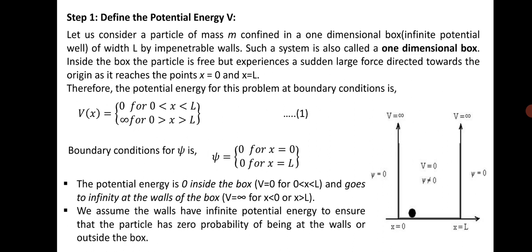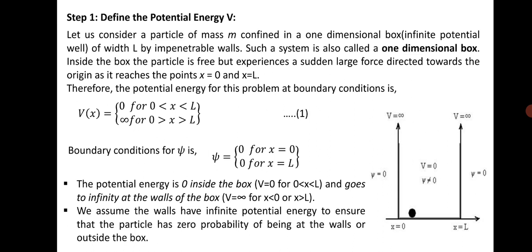Okay, so the potential energy is 0 inside the box, V equal to 0 for x greater than 0 and less than L, and it goes to infinity at the walls of the box, that is V equal to infinity for x less than 0 and x greater than L. Okay, so if the values of x are less than 0 and greater than L, the value of potential energy becomes infinity. So we assume that the walls have infinite potential energy to ensure that the particle has zero probability of being at the walls or outside the box.